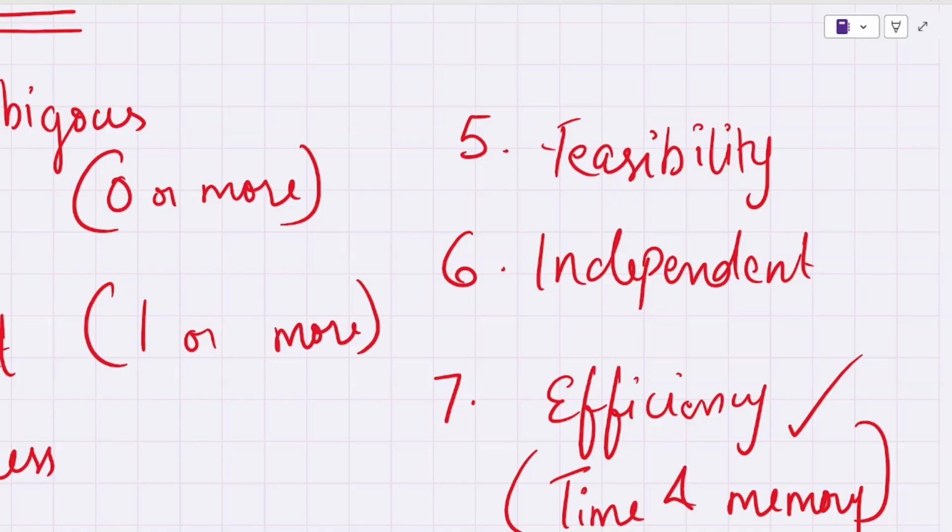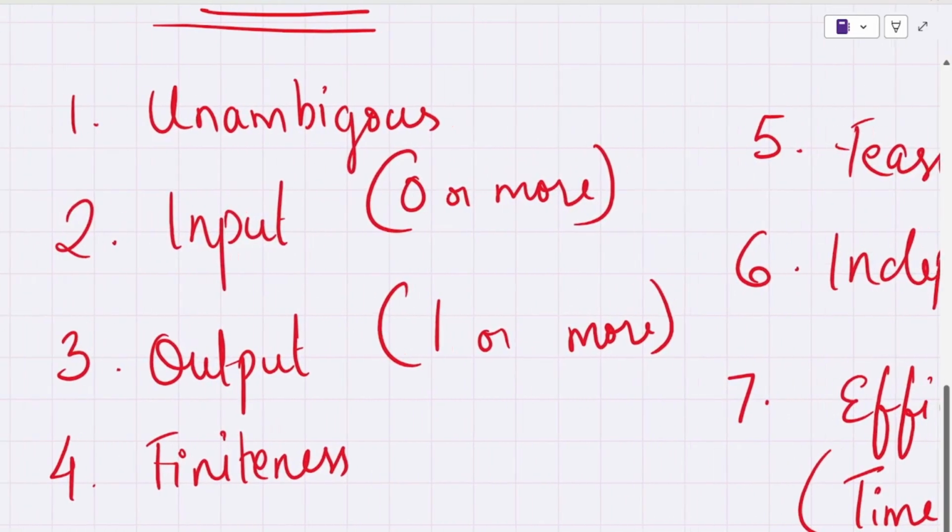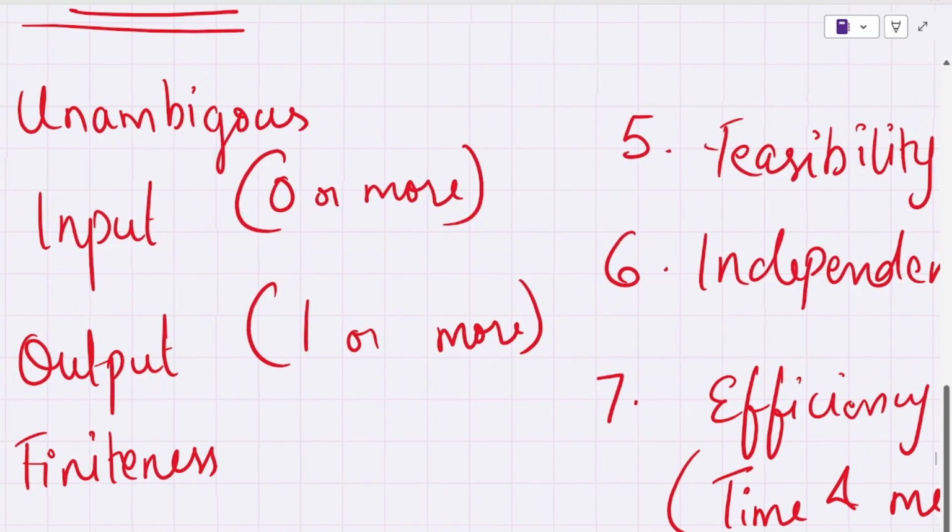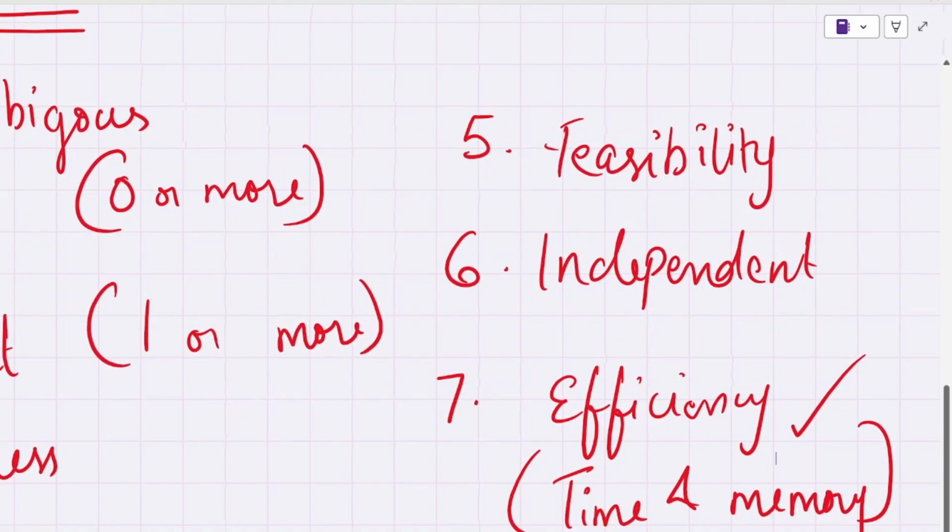So what do we need to know? The characteristics of an algorithm: it should be unambiguous. There should be zero or more inputs, one or more outputs. Finiteness, that is, the algorithm must terminate at some point. Feasibility, it should be feasible with whatever available resources are there. Independent, it should be independent. And efficiency, based on time and memory. If the time used and the memory used are less, then we can say that the algorithm is efficient.